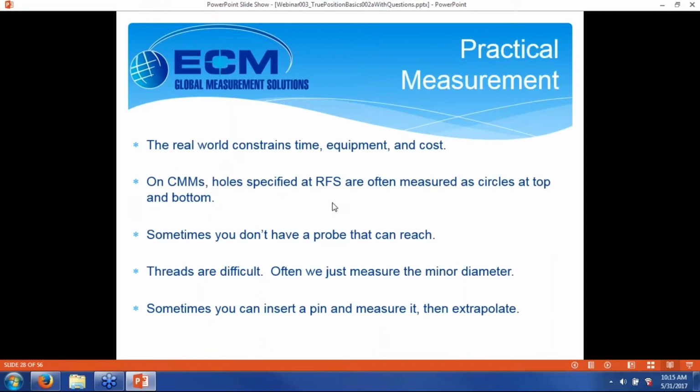Just a quick word on practical measurement practice. Obviously, you're going to have constraints on time, equipment, cost. So on CMMs, holes specified at RFS are often measured as circles at the top and bottom of the hole. Sometimes you don't have a probe that can reach. Threads are super difficult. And often we end up just trying to measure the minor diameter. Sometimes for both those cases, what you'll do is insert a pin and then measure that pin where you can get at it, and then extrapolate where the top and bottom of the hole would be based on the orientation of the pin.